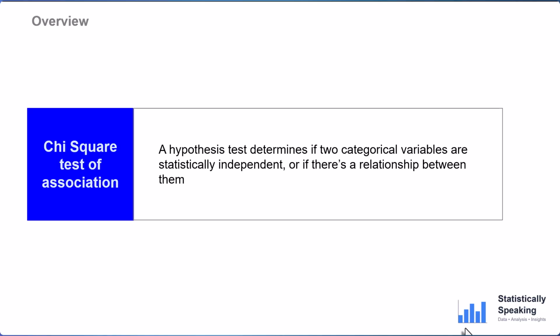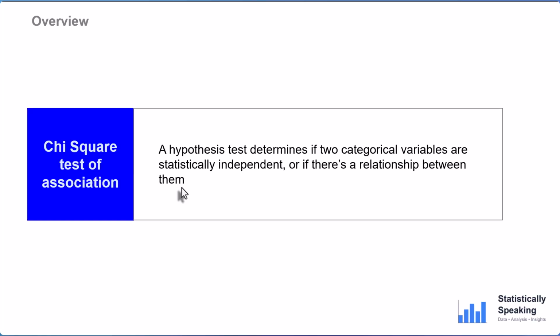Hi everyone, in this video we will learn how to use SigmaXL to perform a chi-square test. A chi-square test of association. And what is an association test? It's a hypothesis test that determines if two categorical variables are statistically independent or if there is a significant relationship between them. Let's explore what some of these phrases mean.